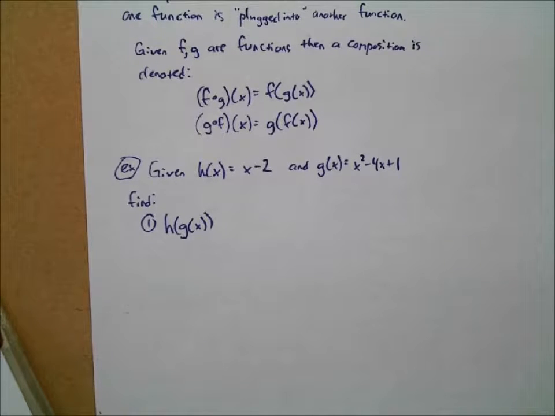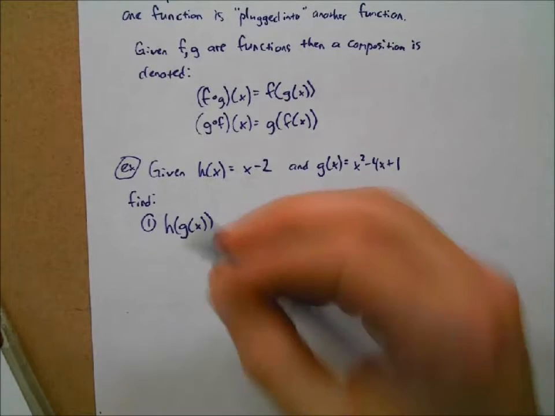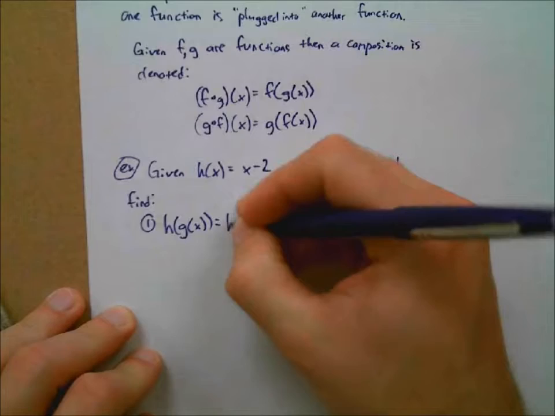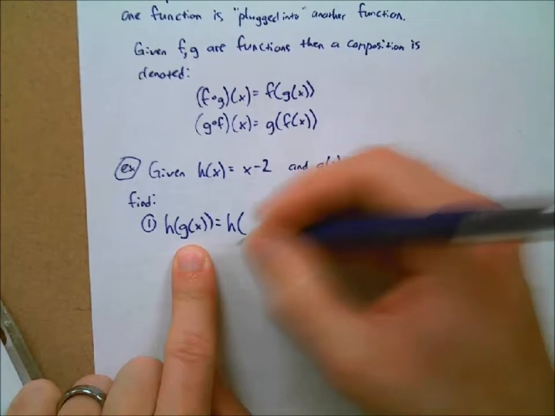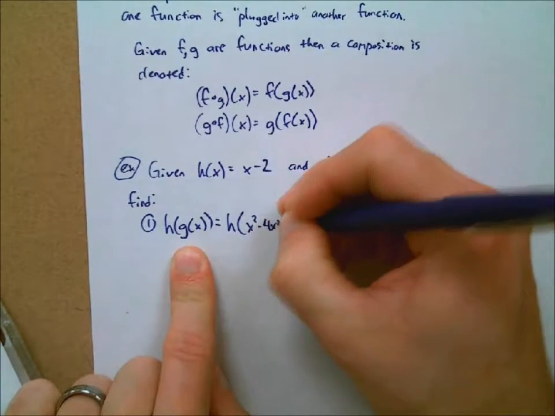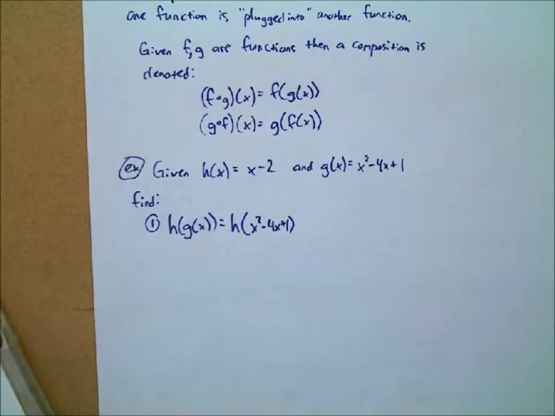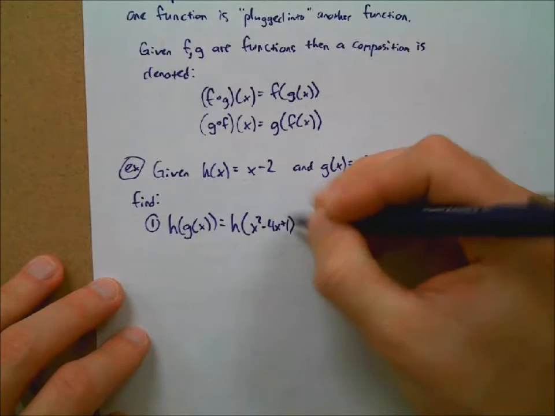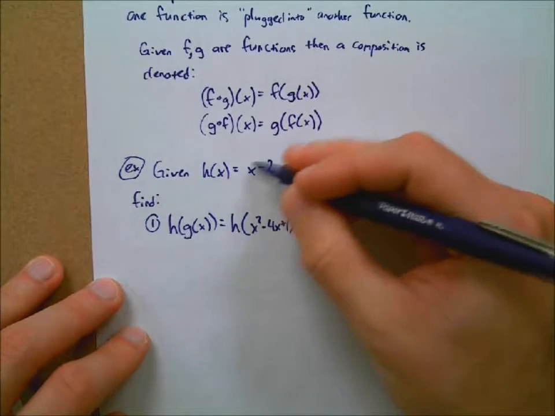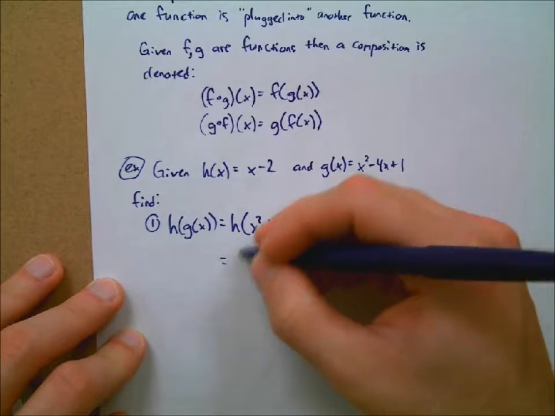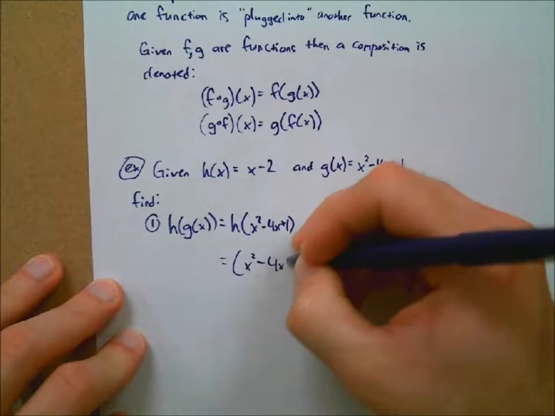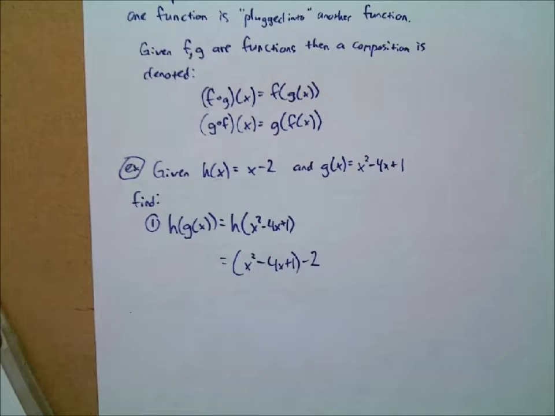h of g of x, just like that. If you want to make the steps easier, I'll just replace g here. I'll say h of, what is g of x equal to? It's x squared minus 4x plus 1. So we can just replace the g. Now it's really h of x squared minus 4x plus 1, which is just like something we've seen in the past when we were talking about evaluating functions. This x squared minus 4x plus 1 is going to replace that x in the h function, so it's going to be parentheses x squared minus 4x plus 1 minus 2.